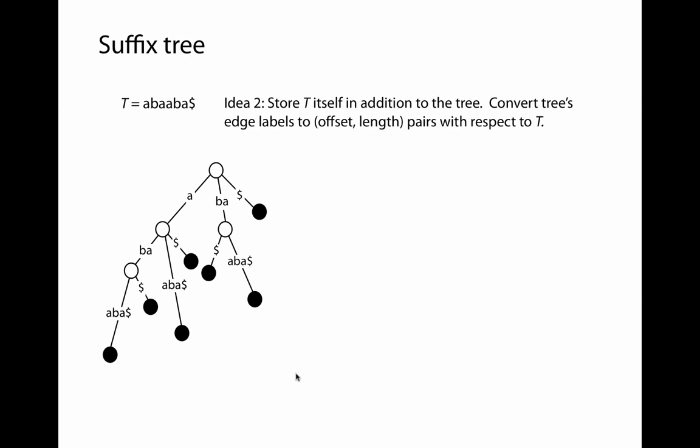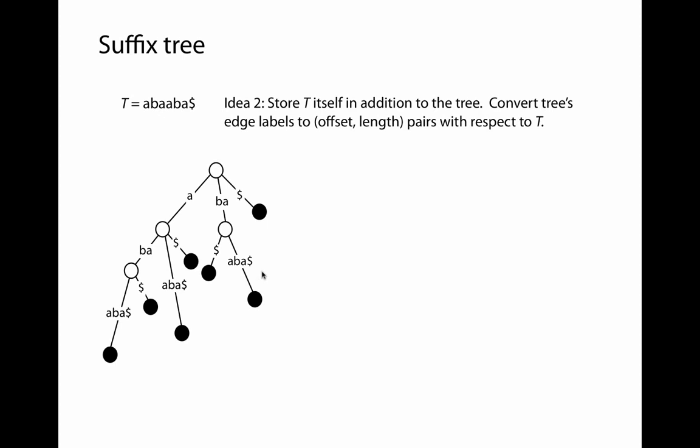We can fix this too. Let's say that instead of just storing this compacted trie, we also store t. So t comes along for the ride. t is part of our index. If we have t, we can convert the tree's edge labels, like this label here, to another form. We can convert it to a pair of numbers, where that pair is just an offset and a length with respect to t.